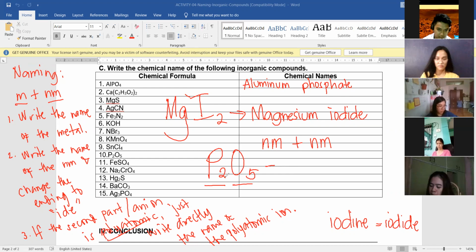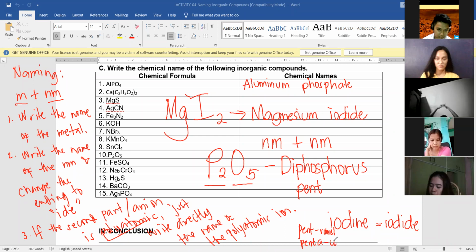When the subscript is 2, our prefix is di. Then we attach the name of the element: diphosphorus. Then the next element, oxygen. How many? 5. What will be our prefix for 5? Penta, or pent. Remember, it is pent only if the starting letter of the element's name is a vowel, for example oxide. But if it is a consonant, you use the whole prefix, penta.